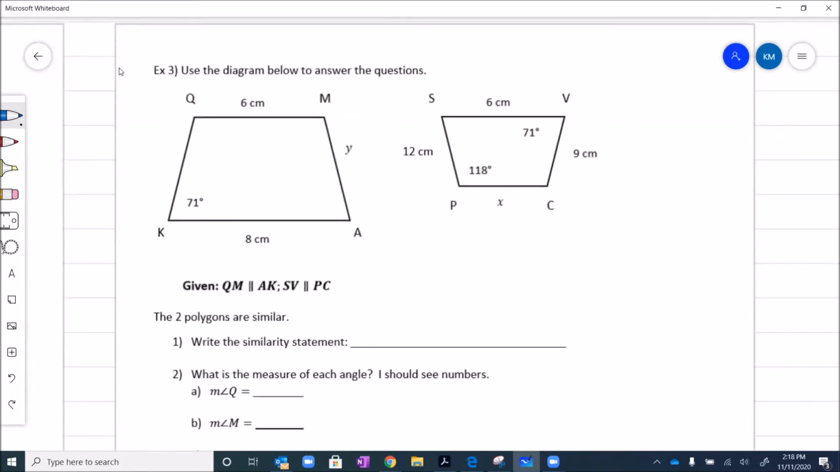Number 3 says use the diagram below to answer the questions. It told us that QM is parallel to AK, so these two are parallel to each other, and SV is parallel to PC. Then it also gives us this information so we don't have to think about it anymore. The two polygons are similar. So we're going to write a similarity statement. I'll start with the larger one, QMAK.